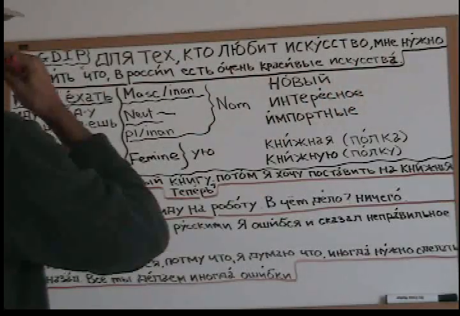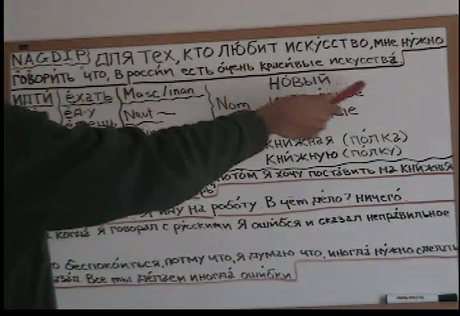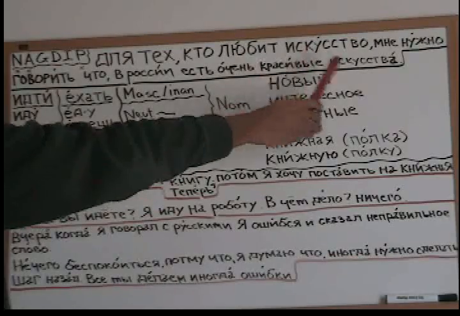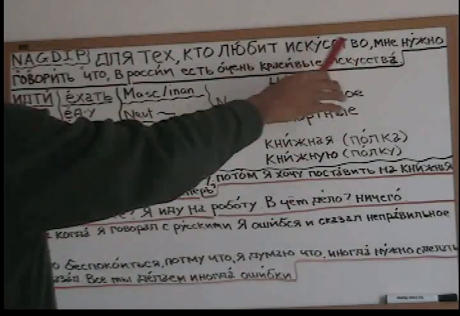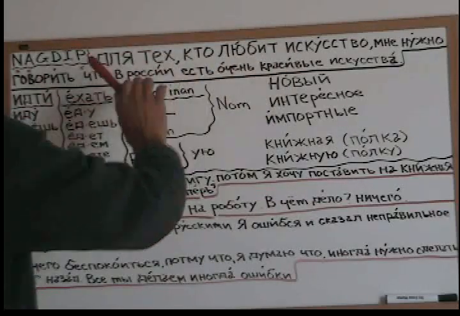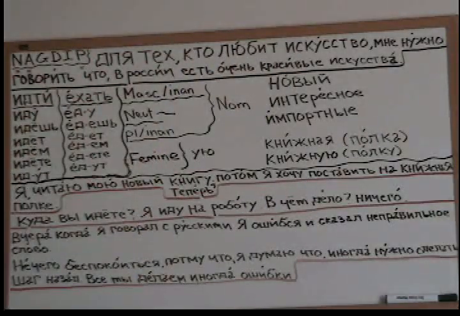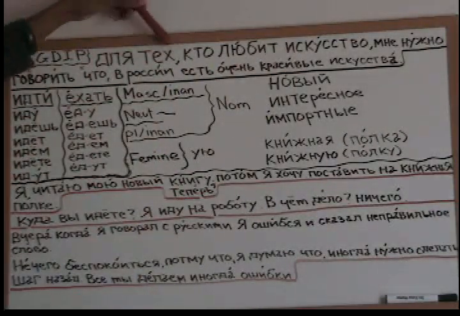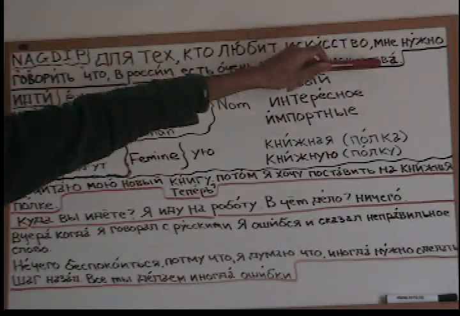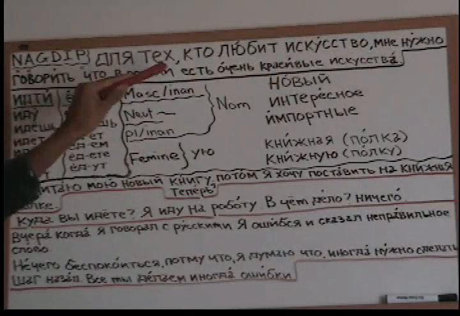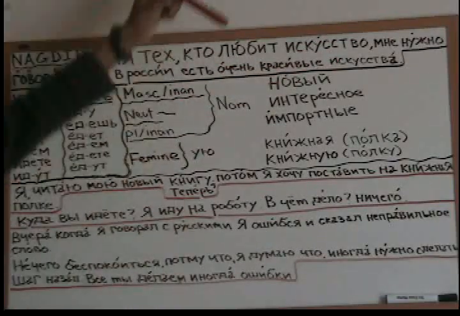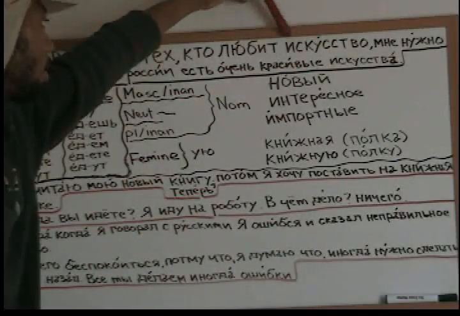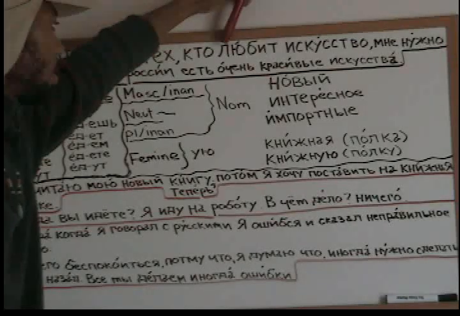So as you guys can see, as I explained before, we got practice with this adjective plural, neuter plural, some tenses and the prepositional case there. So for those who love art, I have to say that in Russia there's a lot of beautiful art. All right. So here, любить искусство. This is accusative.